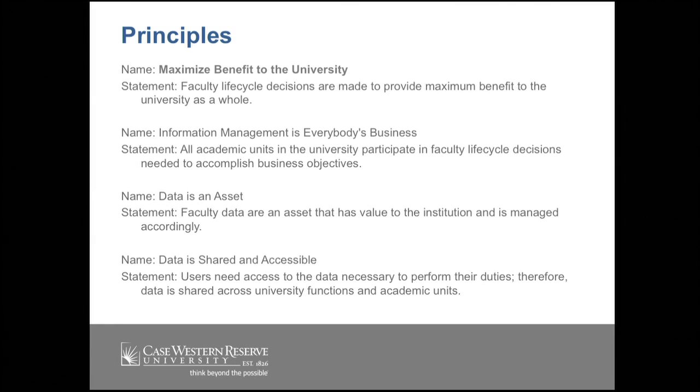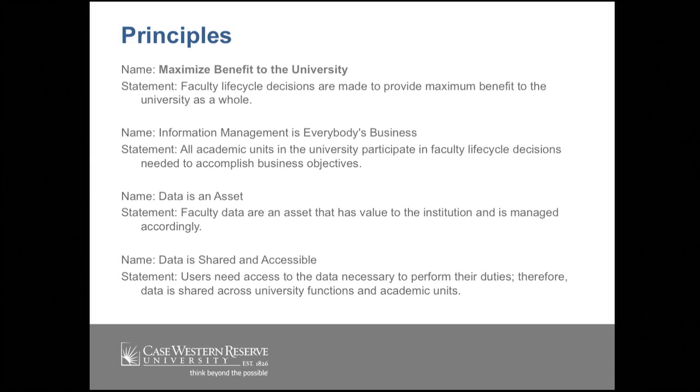And then the next one is that data is an asset. The faculty data are an asset and a value to the institution and need to be managed accordingly. So that's looking at data quality, making sure that if you see something that doesn't look right, you're being active and getting the data fixed, wherever the source system is. And then the last one is data is shared and accessible, that users need to access the data necessary to perform their duties. And therefore, the data should be shared across the university functions and the academic units.